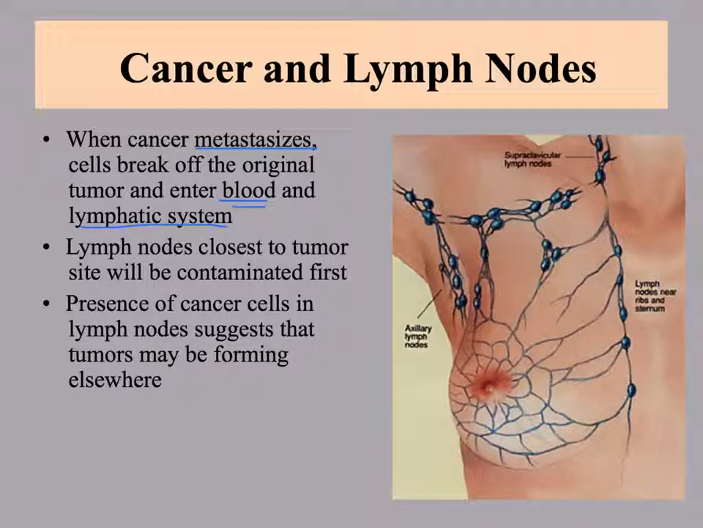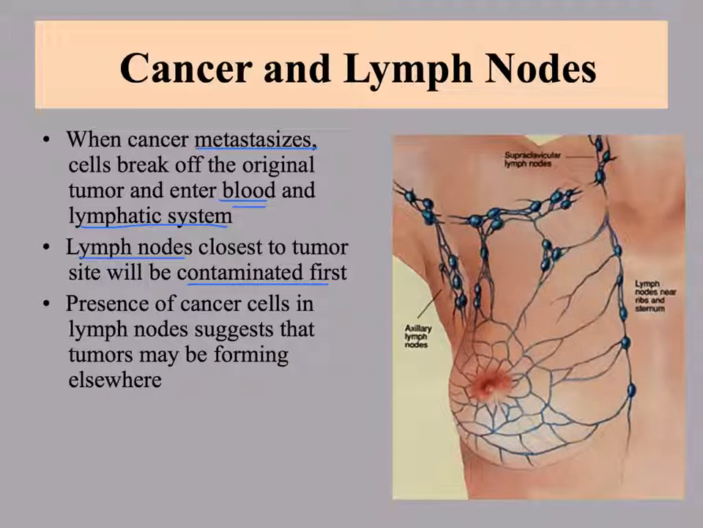If they're picked up by the lymphatic system, that means they're going to go through the lymph nodes that are closest to the tumor site. And the lymph nodes are set up to send the fluid on, but to filter out anything bigger than water and very small biochemicals. So a cancer cell is a cell and it's pretty big, so the lymph nodes will be contaminated with the cancer cells first. And therefore the presence of cancer cells in a lymph node suggests that cancer cells have already passed through and will be forming tumors elsewhere.